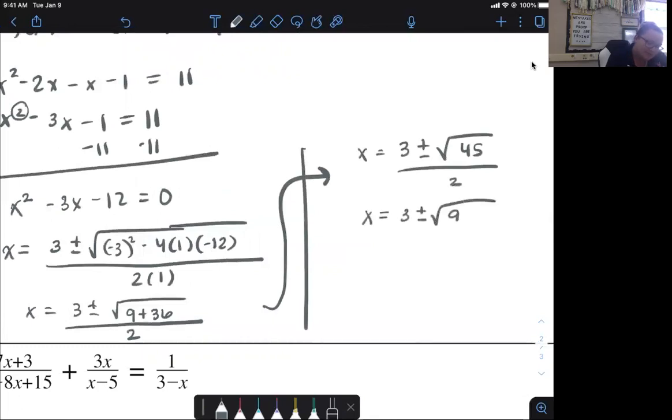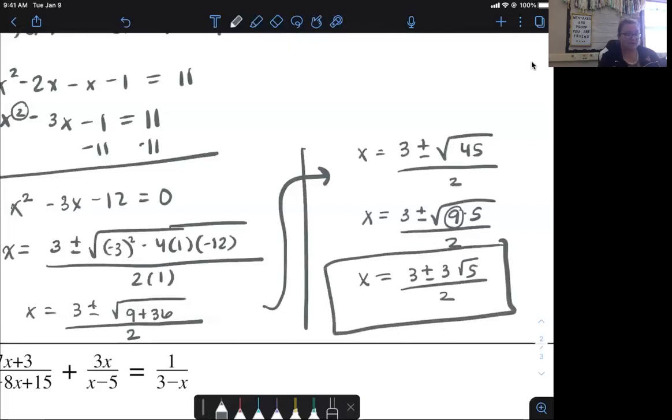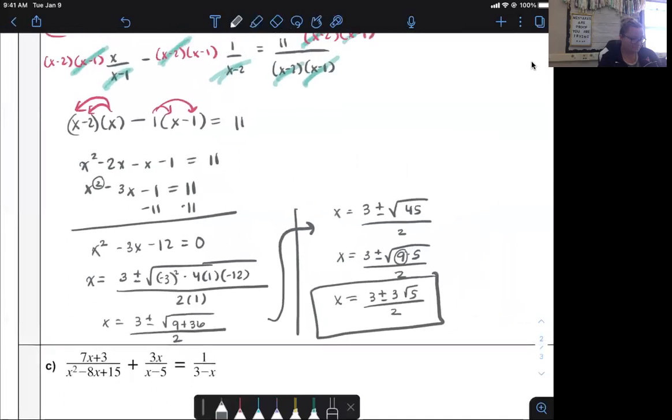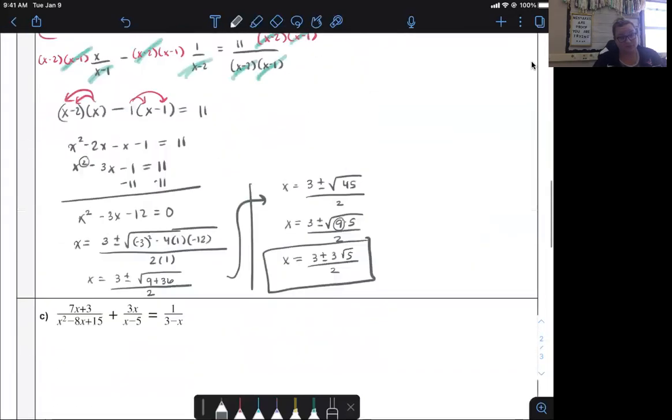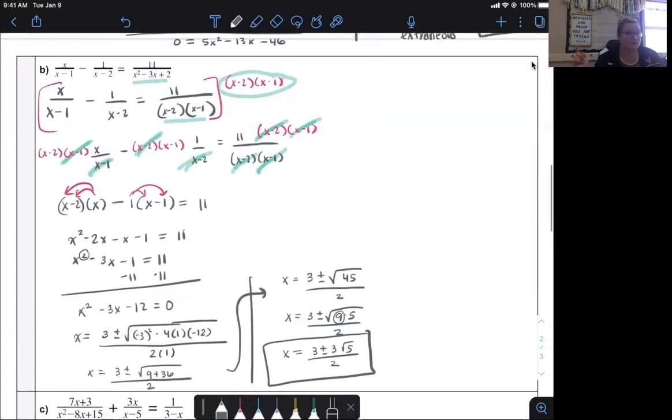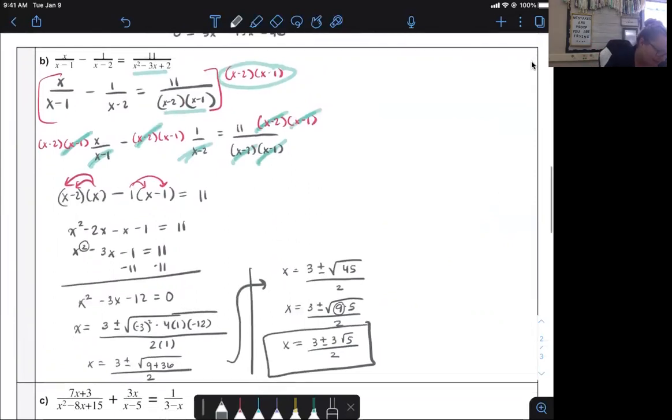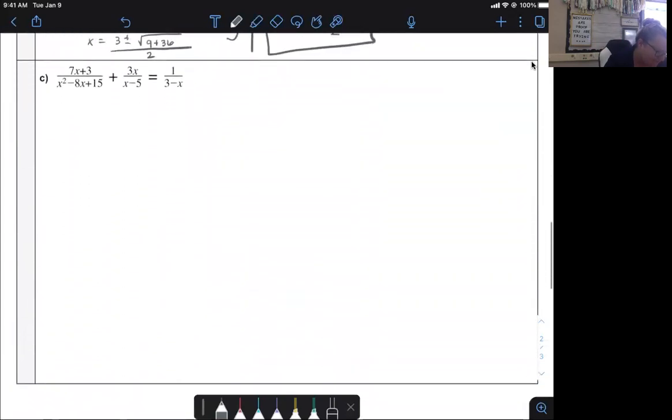45 can be broken down to 9 times 5. The square root of 9 is 3, so I can bring out a 3, root 5 over 2. And we're just going to leave our answers like this. So x is equal to 3 plus or minus 3 root 5 over 2. Sometimes, in order to solve these, you do have to use the quadratic formula. I feel like this problem just came full circle with everything we've learned all year. Fun times. All right, so part C.